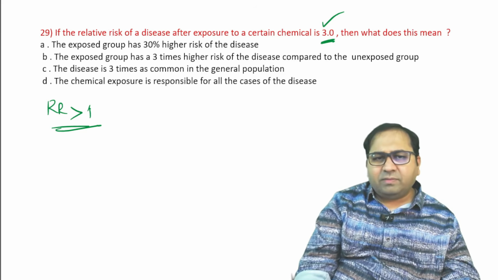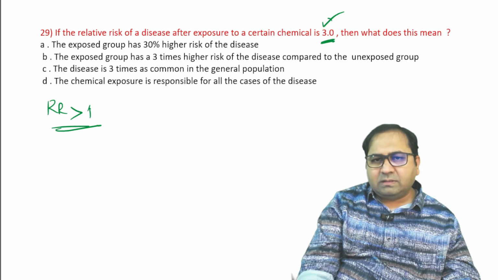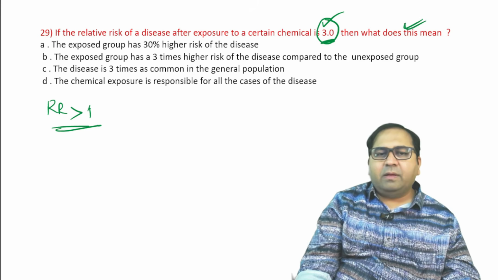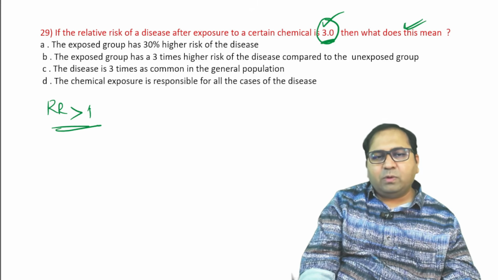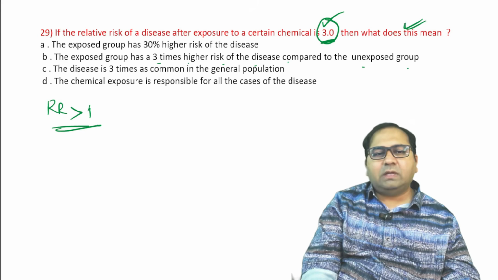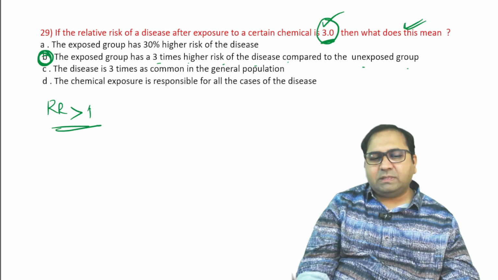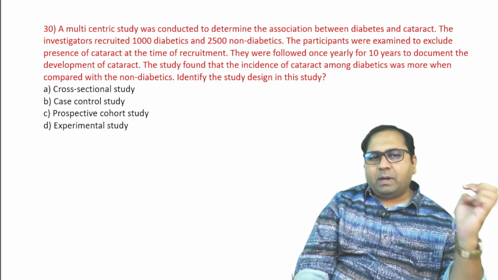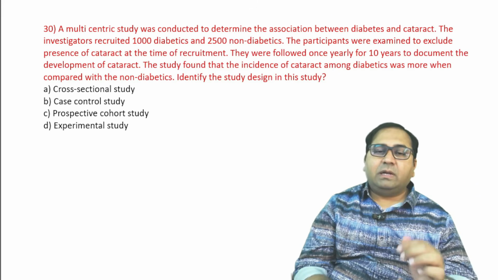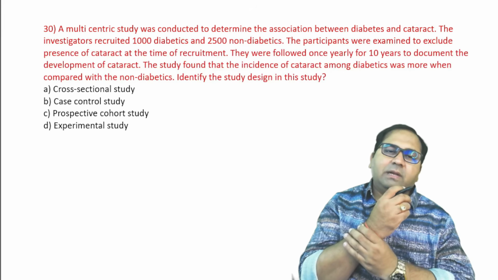So if the relative risk of the disease of the exposure to a certain chemical is 3, then what does that mean? It means that the exposed group has 3 times higher risk of the disease compared to the unexposed. So we got the answer for this question. Please remember. Next question. A multi-centric study was conducted to determine the association between diabetes and cataract.